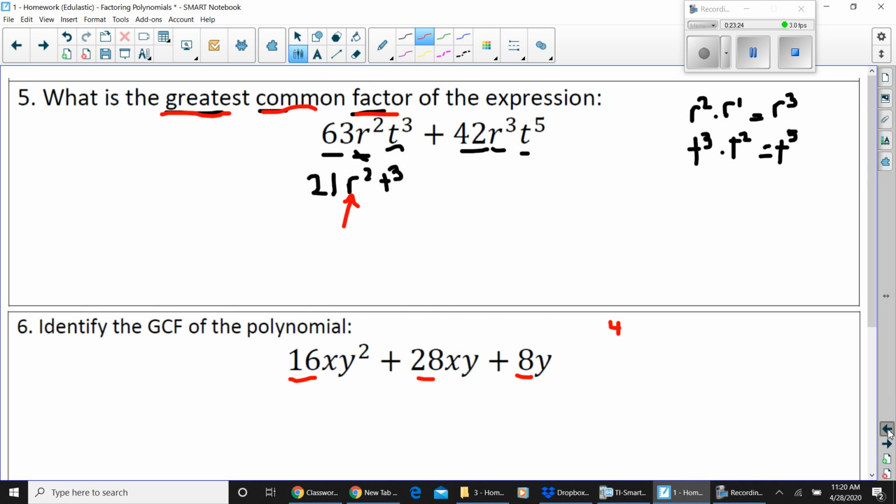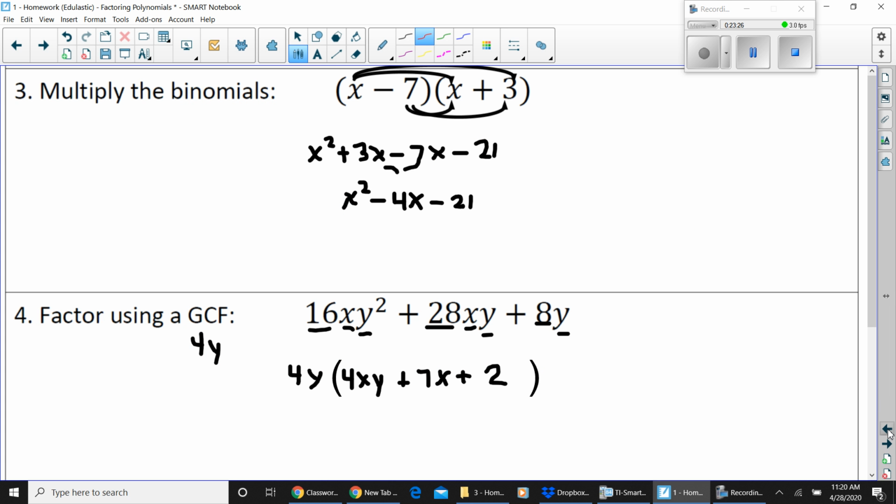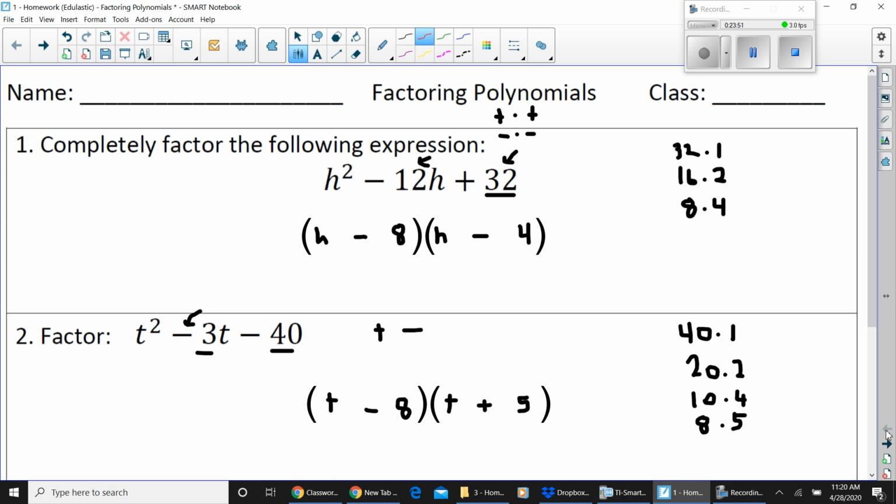All right, going to number 4, you notice that it says factor using the greatest common factor. You know that there's one set of parentheses, taking a look at this and say, all right, I have to look at the numbers first. Let's look at those numbers first. And 4 goes into all of them. I would say 8 right away, but 8 doesn't go into 28. All right, and you know how to do number 3, and you know how to do number 2, hopefully.